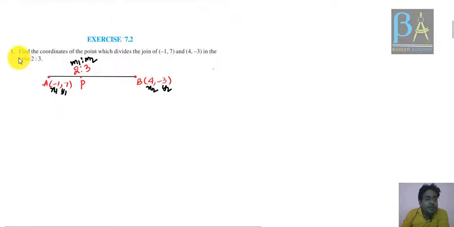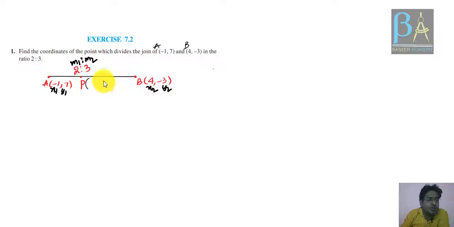Now the first question from exercise 7.2 says, find the coordinates of the point which divides the join of (-1, 7) and (4, -3) in the ratio 2:3. Let us say this point is A, and then let us say this point is B. So I have drawn a line segment AB, which is joining the 2 points given to us in the ratio 2:3. Now this ratio, let us take it as m1:m2.